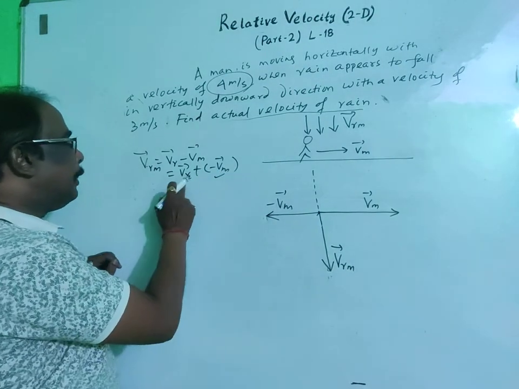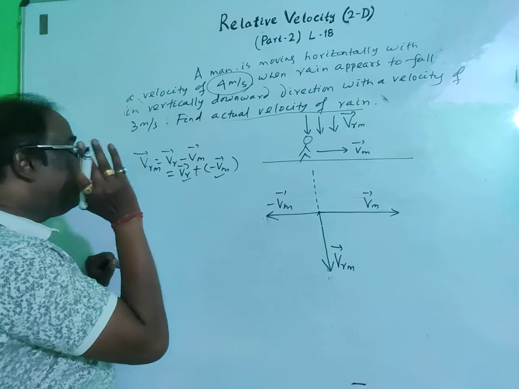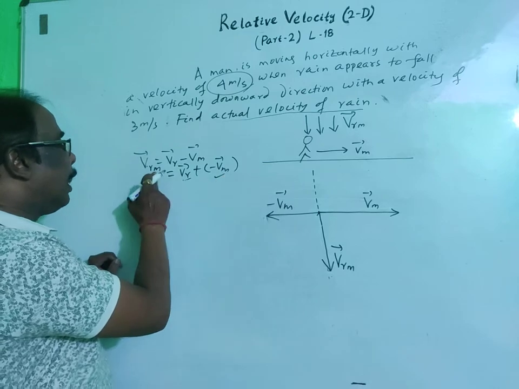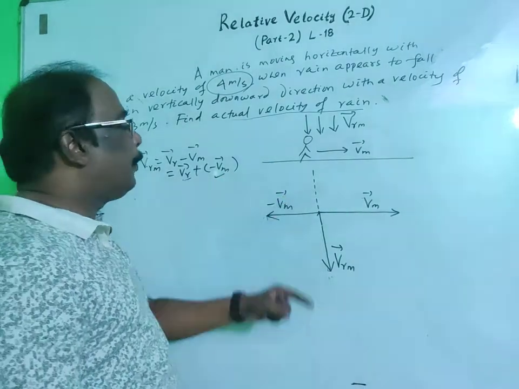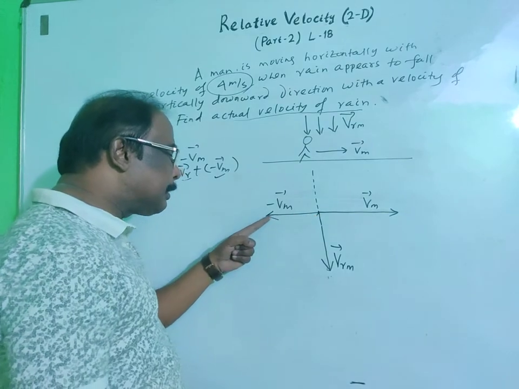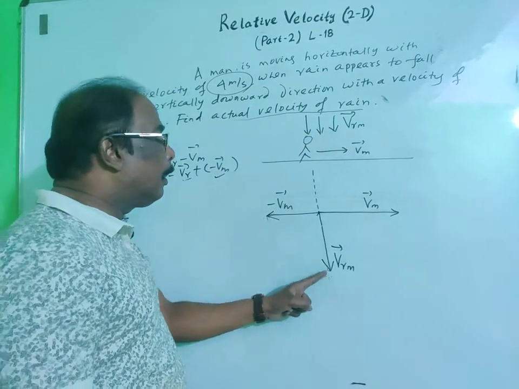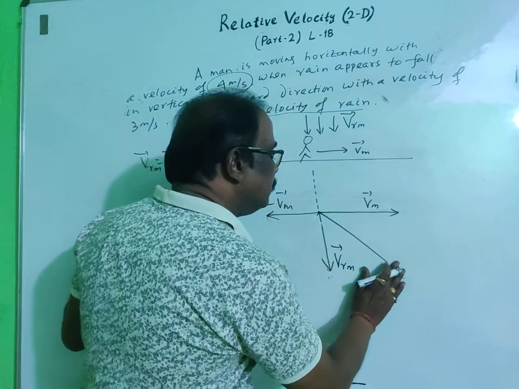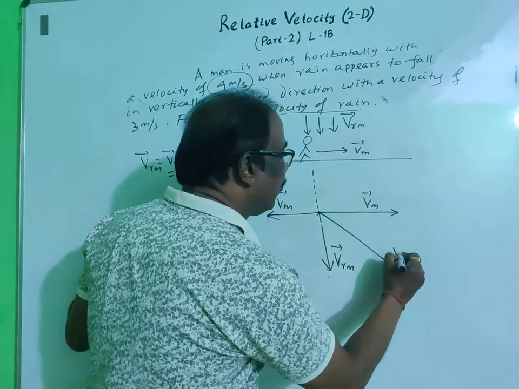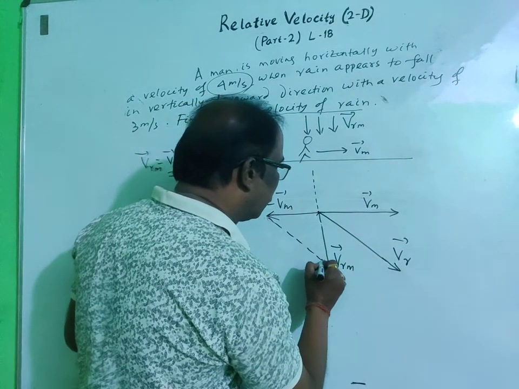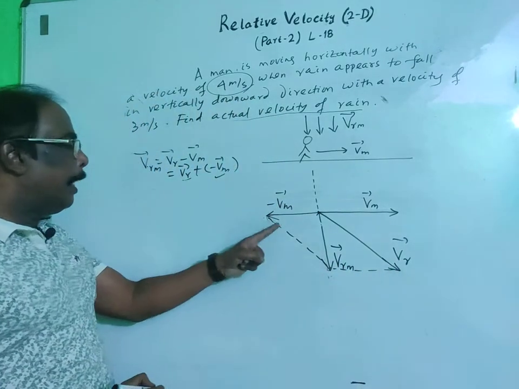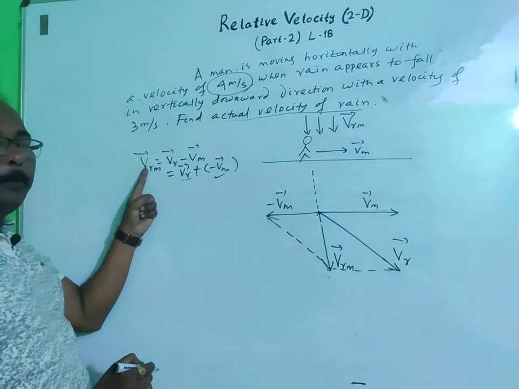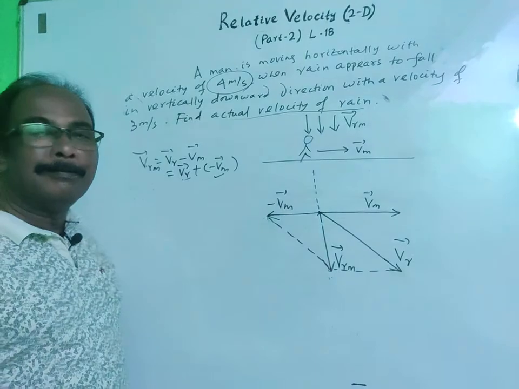Vr and minus Vm, adding these two we will get Vrm. So if you use parallelogram law, these two should be along two adjacent sides of parallelogram, and Vrm is a diagonal. Then what you have got? You have got one adjacent side of parallelogram and diagonal of parallelogram. Obviously, this is another adjacent side of parallelogram. This is Vr. Now complete the parallelogram. See, minus Vm plus Vr is equal to Vrm. Vrm is a diagonal.